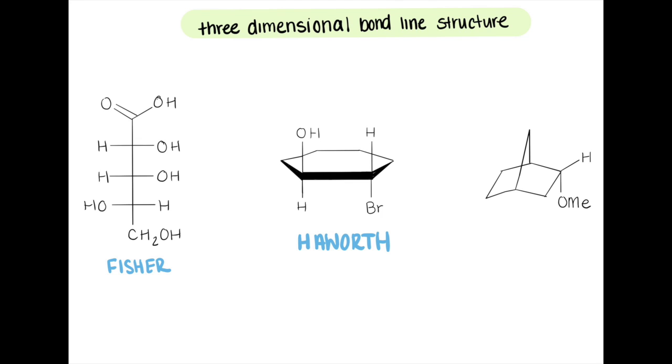In bond-line structures, a wedge represents a group coming out of the page, and a dash represents a group behind the page. In certain circumstances, there are other types of drawings that can be used, all of which indicate three-dimensional geometry. Here are three examples of three-dimensional bond-line structures.